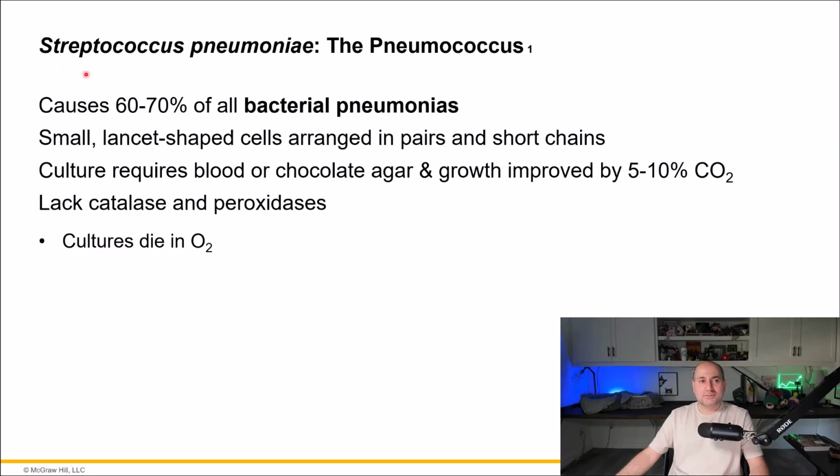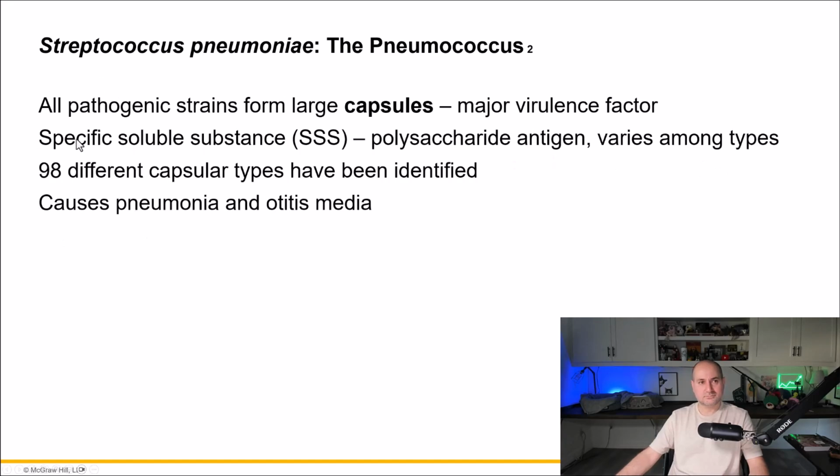Next, let's talk about Streptococcus pneumoniae. This is a bacterium that causes 60 to 70% of all bacterial pneumonias. Pneumonia is inflammation and fluid in the lung. These small lancet-shaped cells arranged in pairs and in short chains, they're the ones that are responsible for the pneumonia. And all of the pathogenic strains of pneumoniae form large capsules, which is their major virulence factor, right?